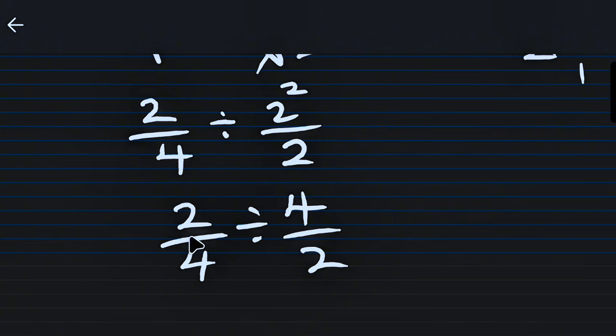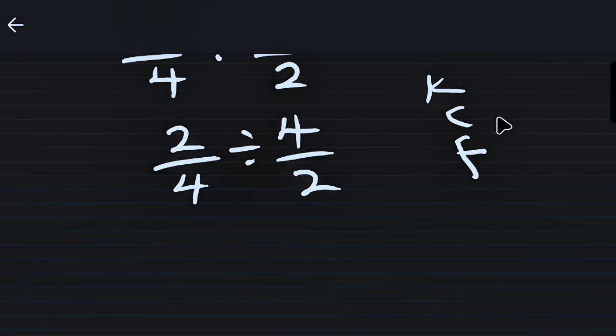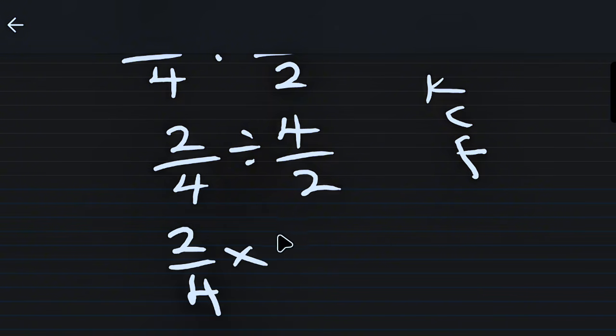Now when you have 2 fractions dividing each other, you have to apply the rule that is called the KCF rule. K stands for keep, C stands for change, and F stands for flip. So we are going to keep 2 over 4, and we'll change the division to multiplication, and we'll flip this. So this will be 2 over 4.